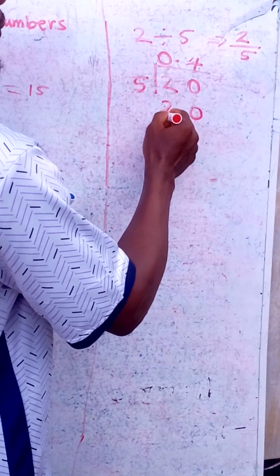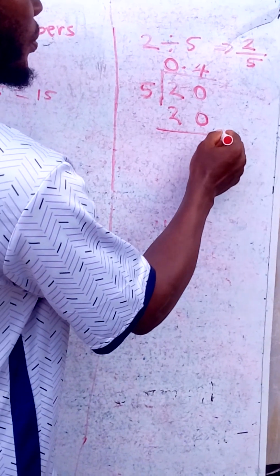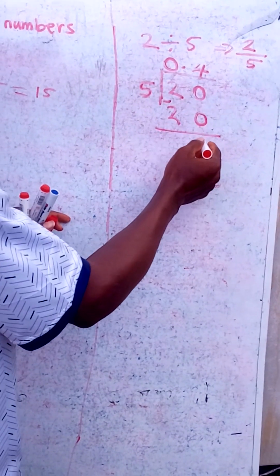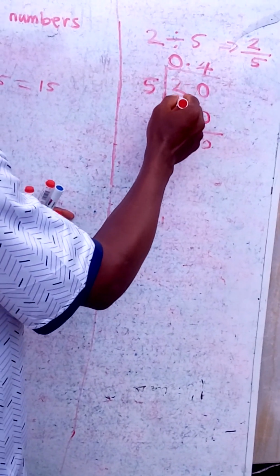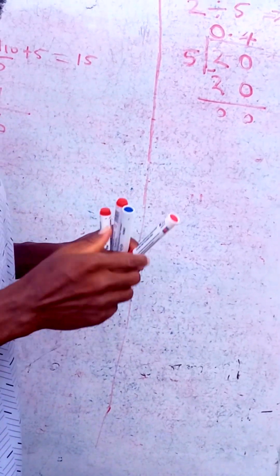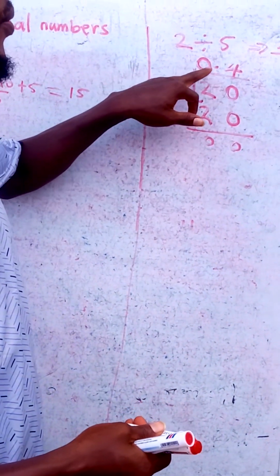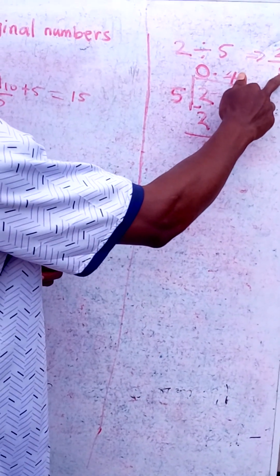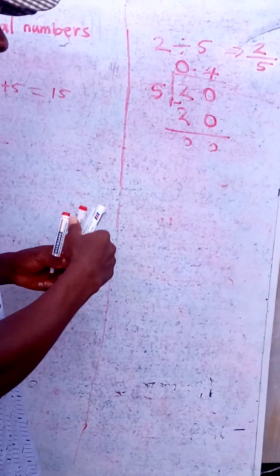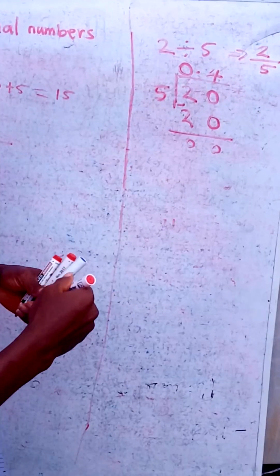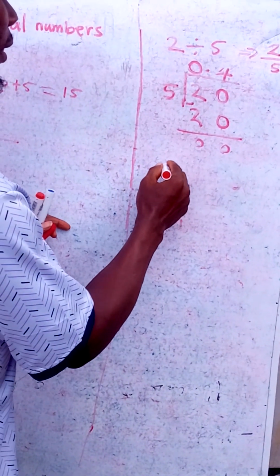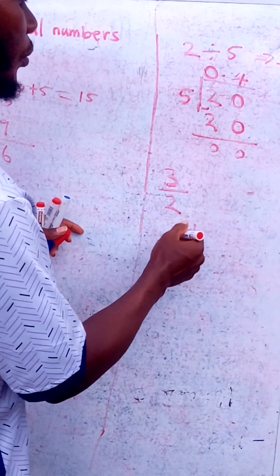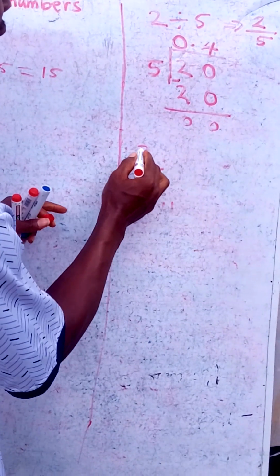At this point, you find the difference. You subtract it. 0 minus 0 is 0, 2 minus 2 is 0. So the answer is 0.4. So 2 divided by 5 is 0.4. Quickly, let's do another one. That is 3 divided by 2.